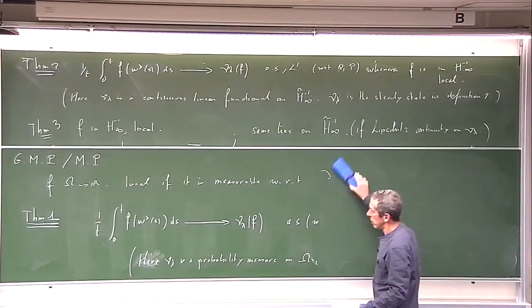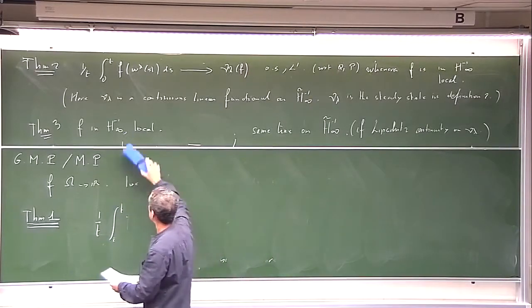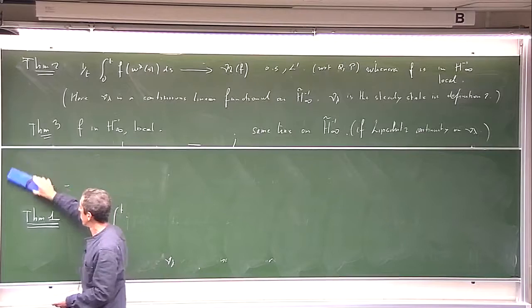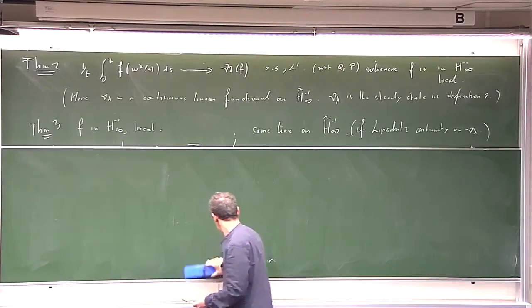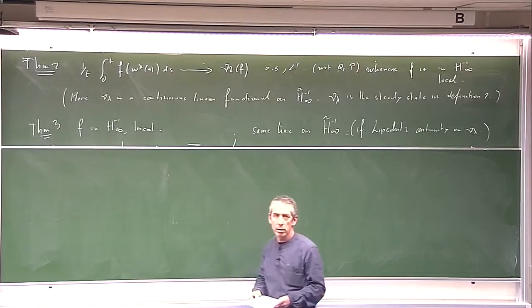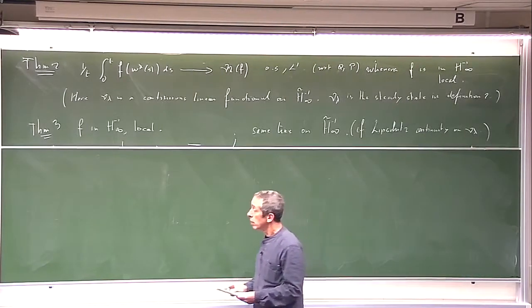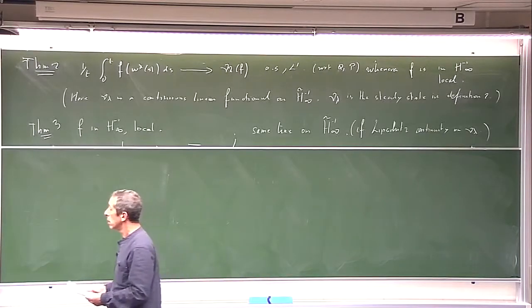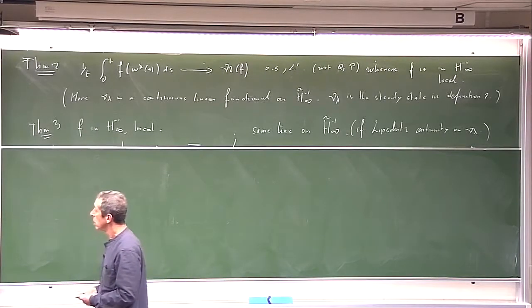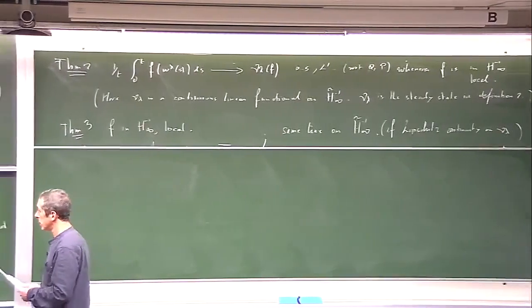And that's where the conditions on f, like here, play a role. Okay? Because we need some bounds on the regeneration times. So we need bounds on the regeneration times for two things.